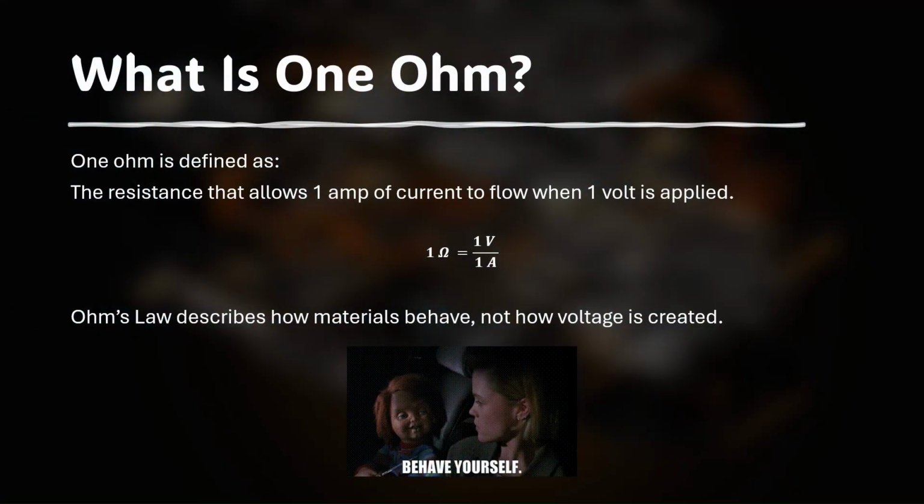So what does 1 ohm mean? 1 ohm is defined very precisely. A material has a resistance of 1 ohm if 1 ampere of current flows when 1 volt is applied across it. This definition gives us a concrete reference point and allows resistance to be measured and compared between materials and components.